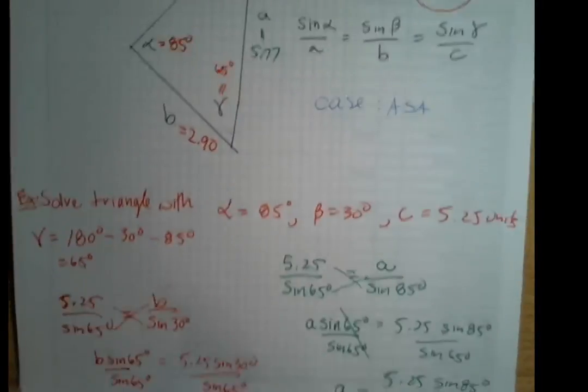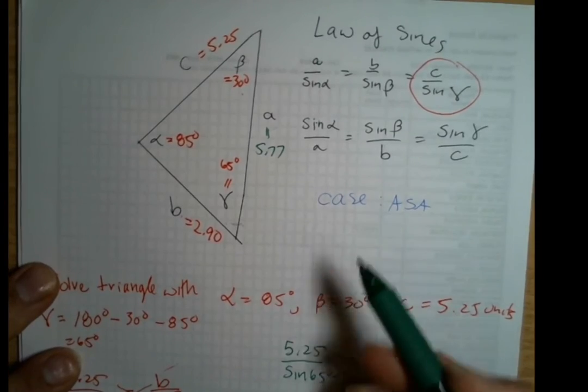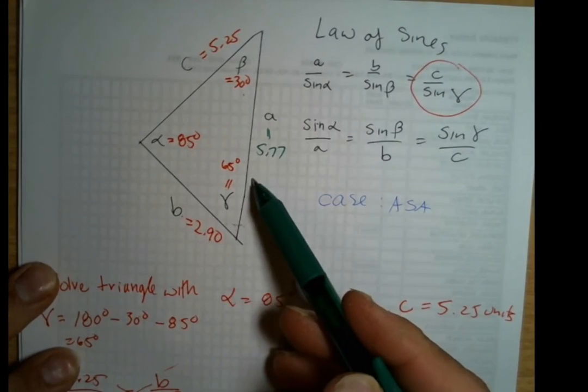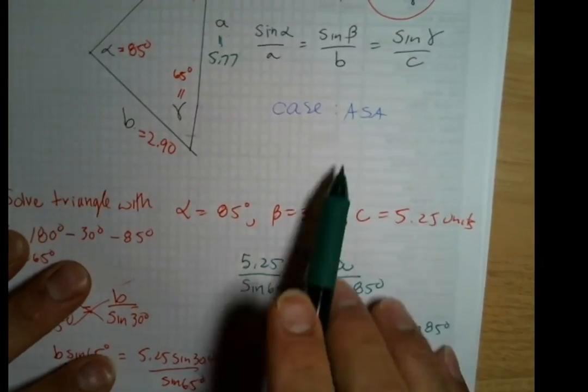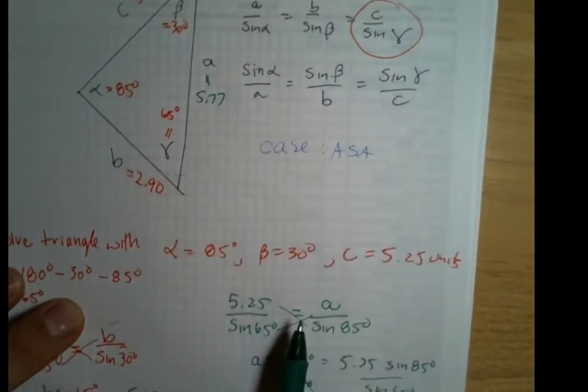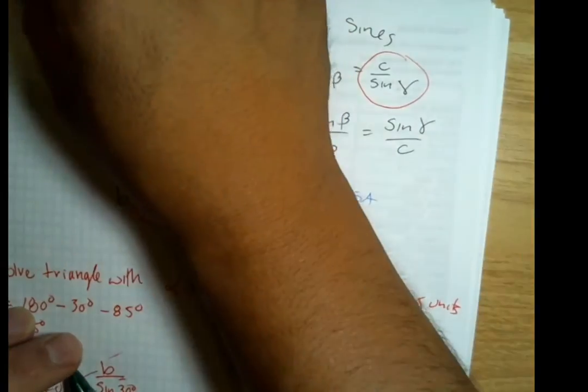There we go. All right, so now that solves the triangle. We know all three angles and all three sides. And this is an example of a case angle side angle, solving it using the law of sines. Okay, thank you.